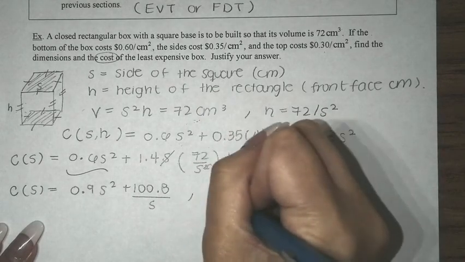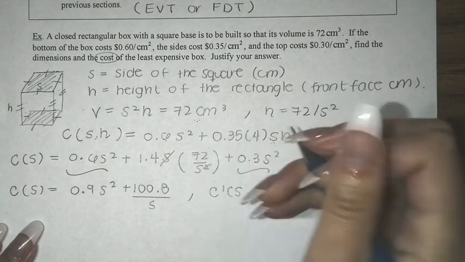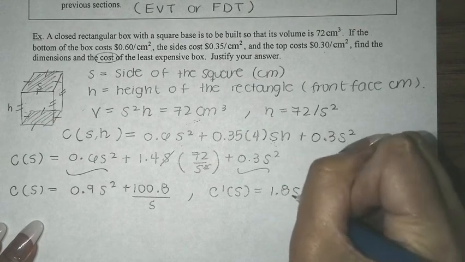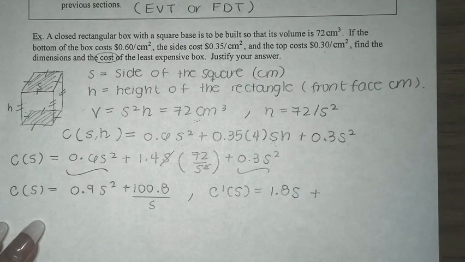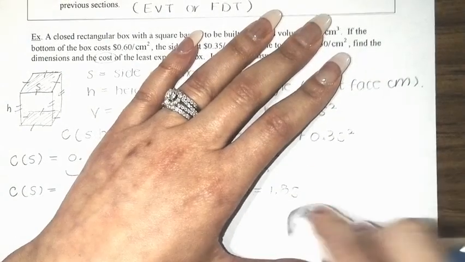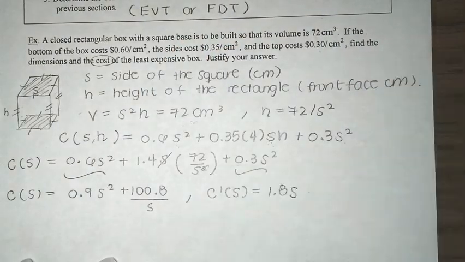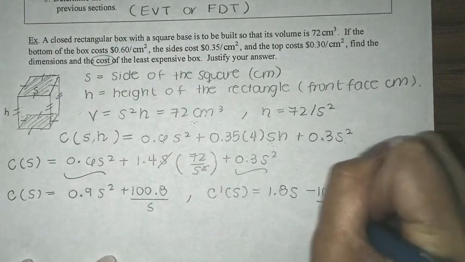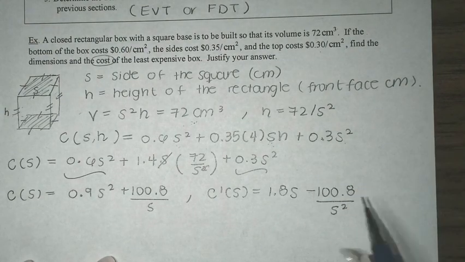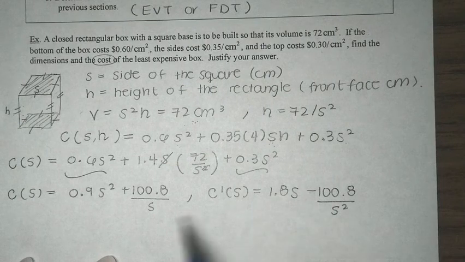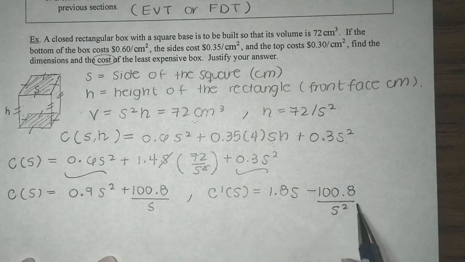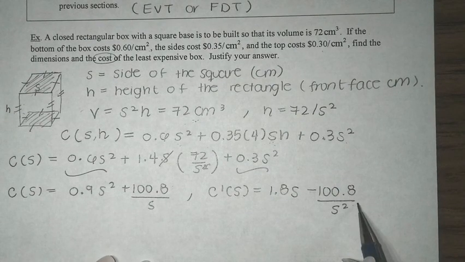So we take the derivative: C prime of S is going to be equal to 1.8 S plus, well, actually not plus, negative, because you want the derivative, right? So it's going to be minus 100.8 divided by S squared. If you're wondering how I got this one, you know that I can write it as S to the power of negative 1 and then take the derivative, and that's what I did here using the power rule.